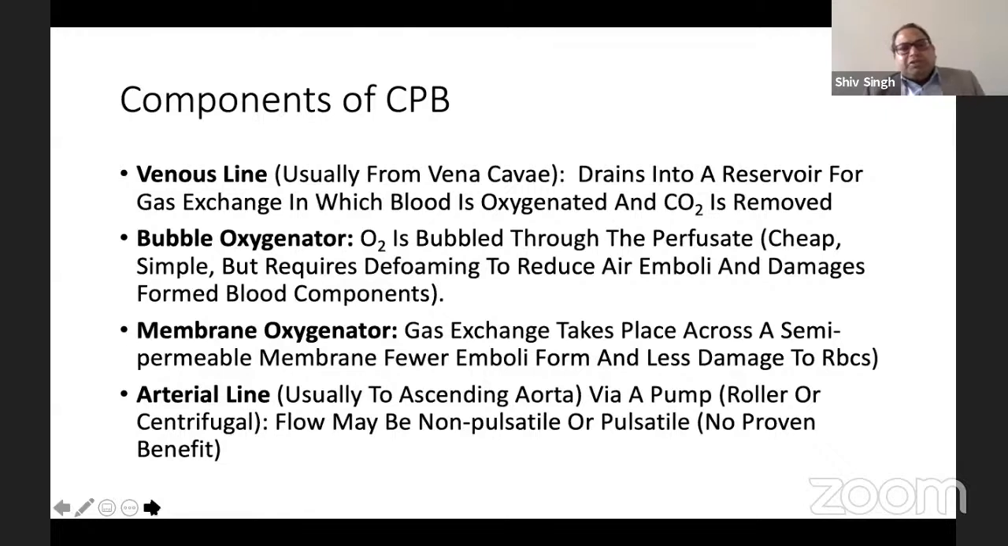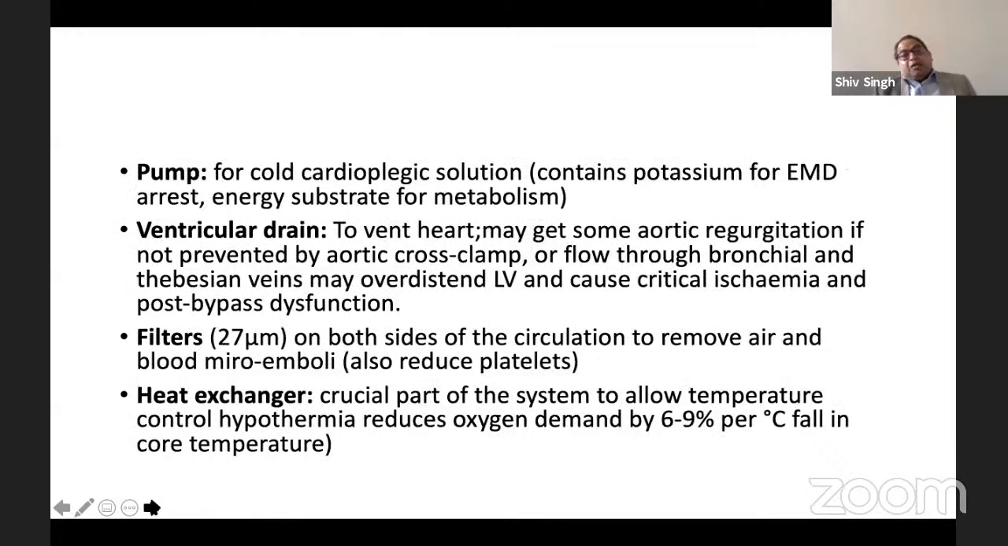At the same time, it can also damage the red blood cell components. So bubble oxygenators were used in children, but mostly we use membrane oxygenators, where gas exchange takes place across the semi-permeable membrane. So there are fewer chances of embolization and damage to the RBCs. Then once the blood is oxygenated, it needs to be returned, and this is through the arterial line, done in the ascending aorta via a pump. And these pumps can be pulse style or non-pulse style.